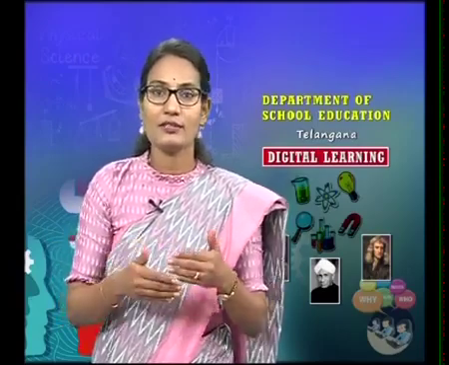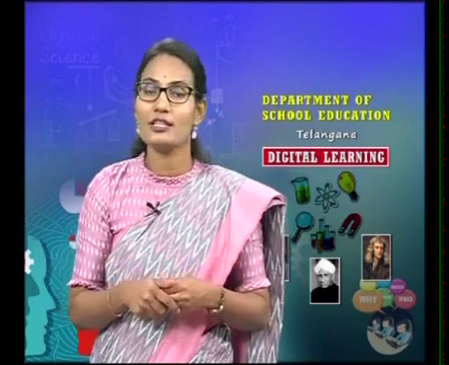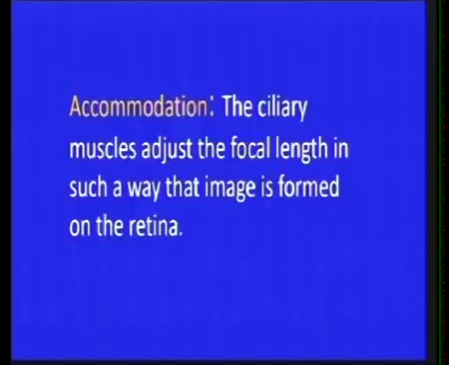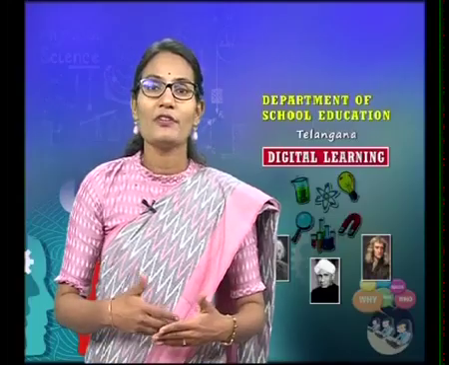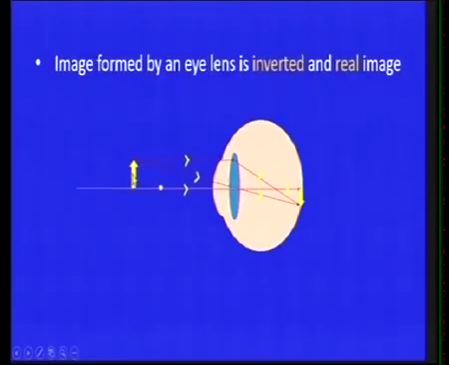The focal length varies. This self-adjustment with the help of ciliary muscles is known as accommodation. The ciliary muscles adjust the focal length in such a way that the image is formed on the retina. So what type of image is formed? Observe this ray diagram. Here the image is formed on the retina, which is an inverted and real image.